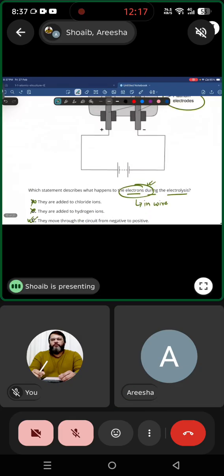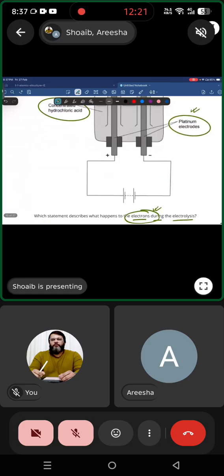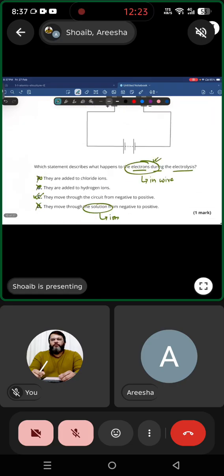Electrons are basically moving from the negative to the positive terminal. Any question here?